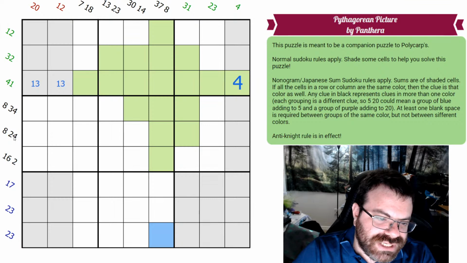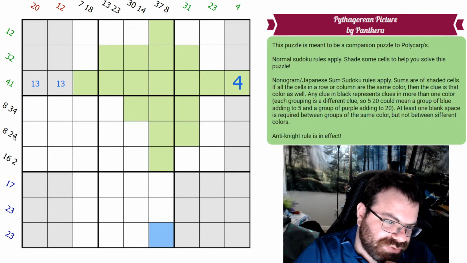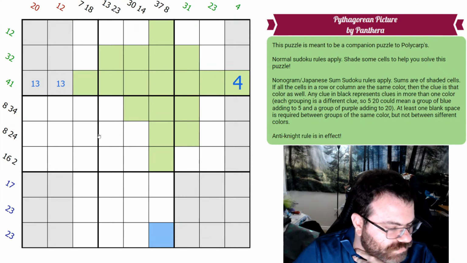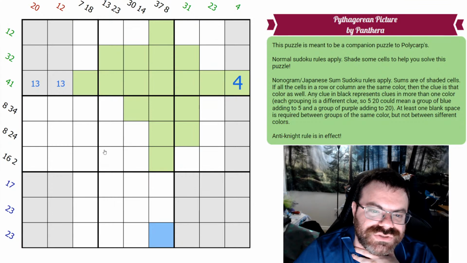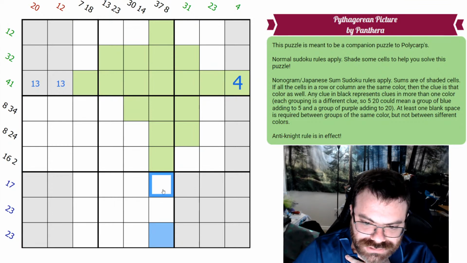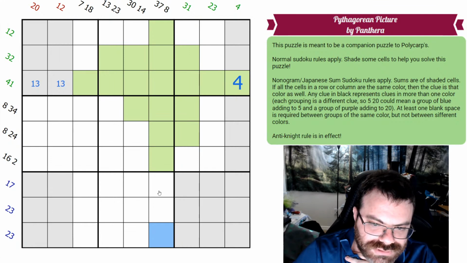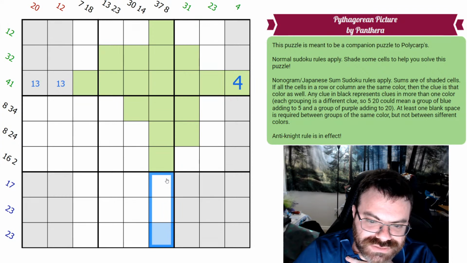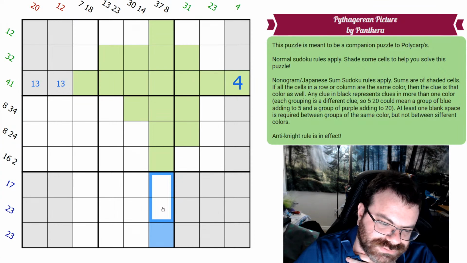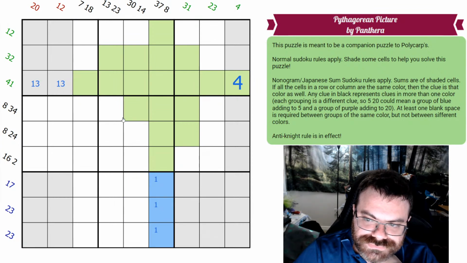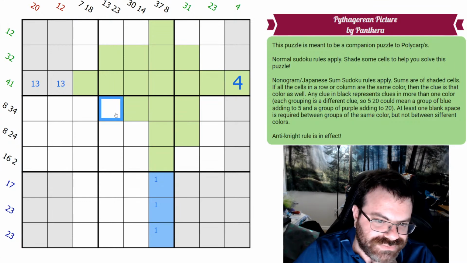The black clues mean that they're a mix of colors. So you must use at least 2 different colors for all the black clues. Well, I guess since there's only 2 clues on each black one, it's 2 different colors. And there doesn't have to be an unshaded cell in between different colors. So yeah, these could be blue or green. Well, no, they can't be green, can they? They must be blue. They contain a 1. Oh, we also have anti-knight, which I didn't mention, but it's in the rules.